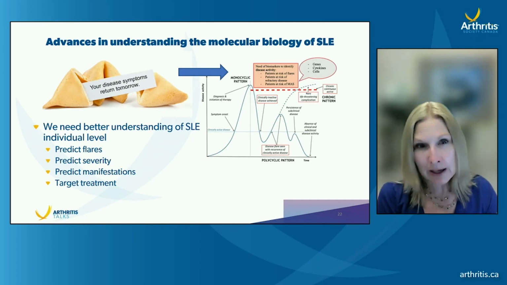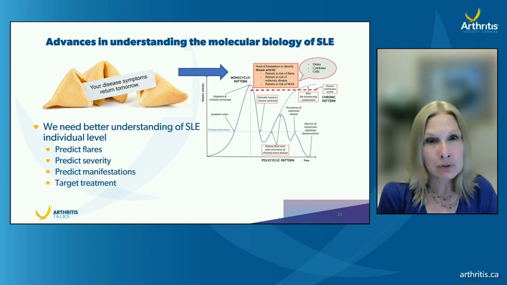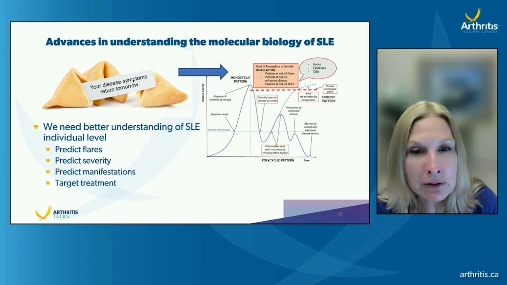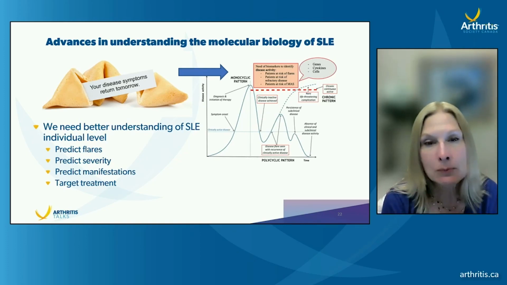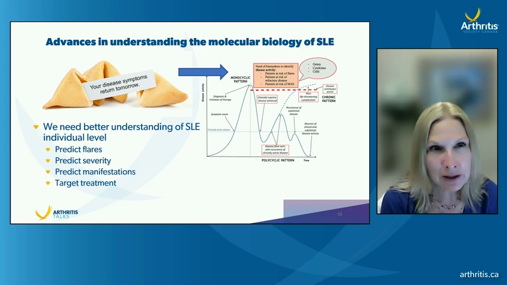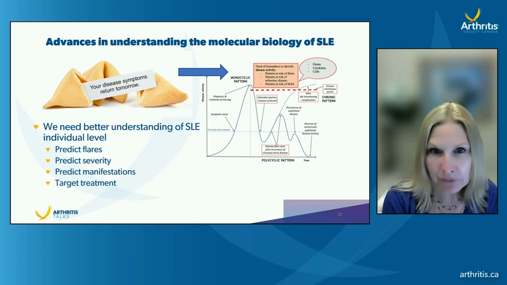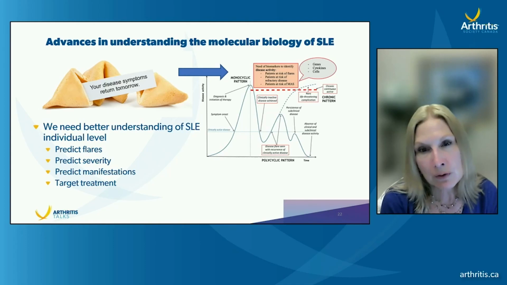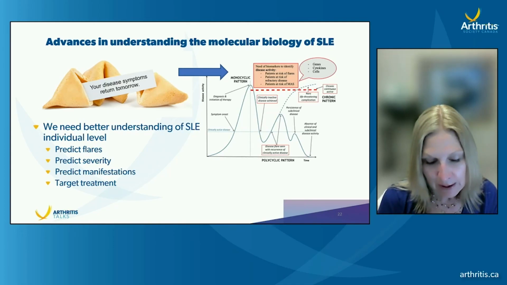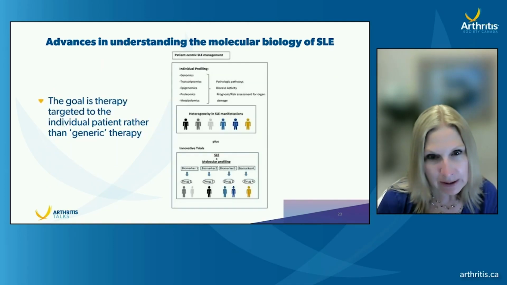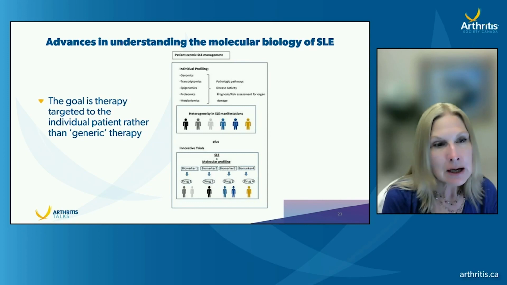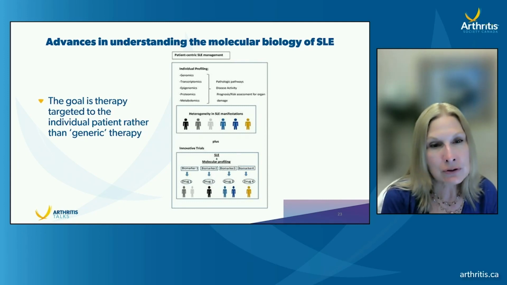Hopefully it would go away. We can't often do that yet, but there are all these factors that we need a better understanding of. We need to be able to predict who's at risk of a flare, who's at risk of disease that needs aggressive treatment versus mild disease, and which drugs are going to work in which person. And there's really exciting stuff happening that is allowing us to do this.